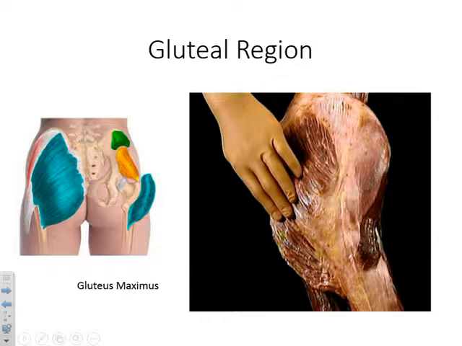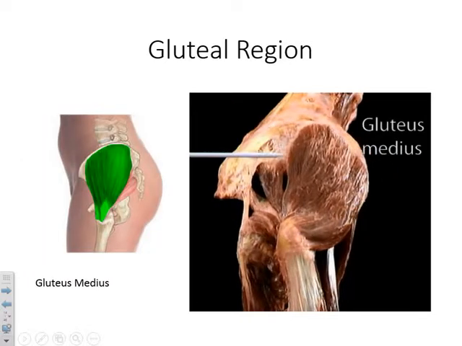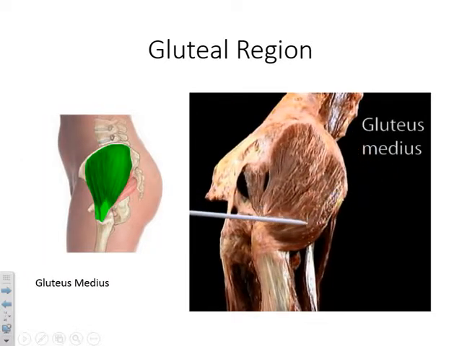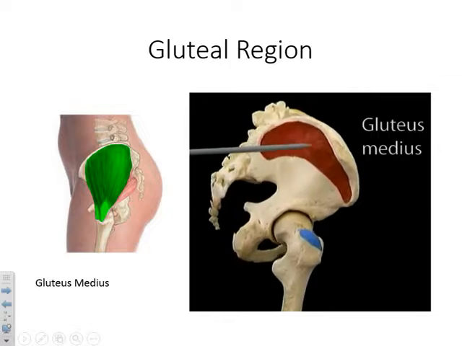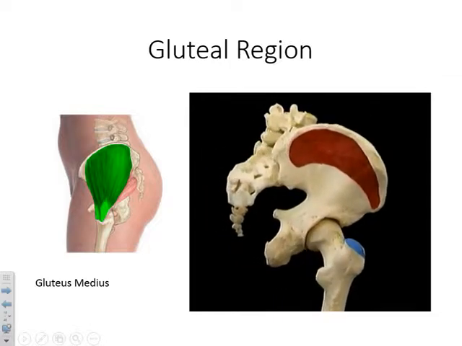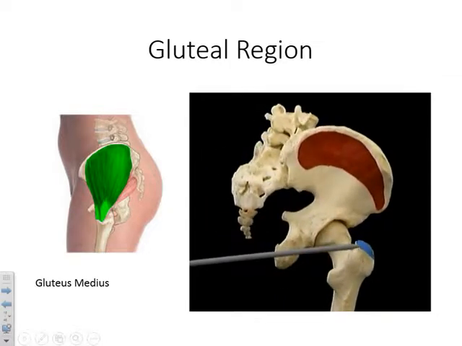Gluteus maximus is supplied by the inferior neurovascular bundle. Deep to gluteus maximus is gluteus medius. It originates off the outer surface of the ilium between the posterior and anterior gluteal lines. The muscle then inserts on the posterior aspect of the greater trochanter. It's supplied by the superior gluteal neurovascular bundle.